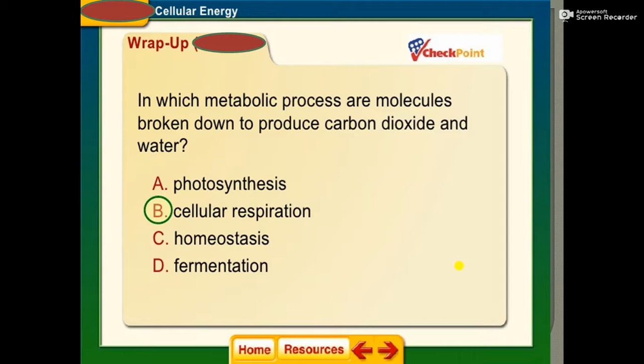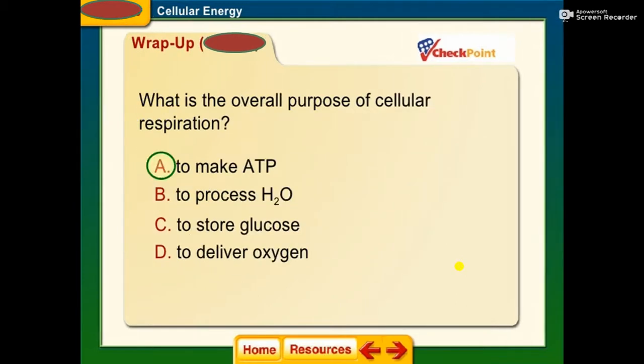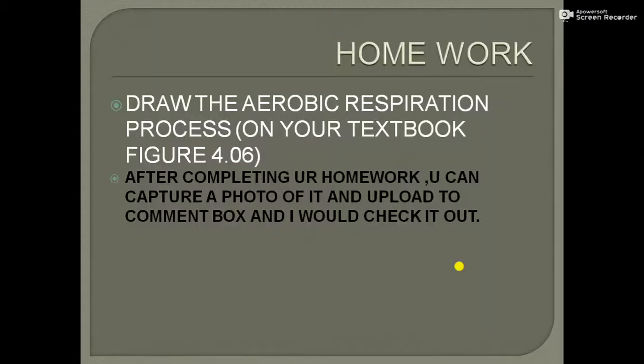Now some questions for evaluation. In which metabolic processes are molecules broken down to produce carbon dioxide and water? Options: photosynthesis, cellular respiration, homeostasis, fermentation. And the answer is cellular respiration. What is the overall purpose of cellular respiration? And the answer is to make ATP.